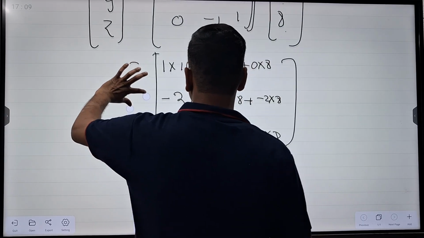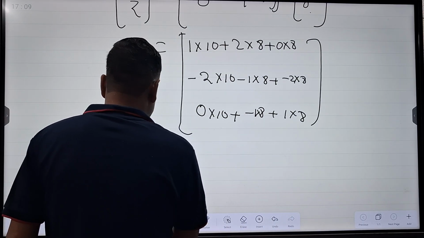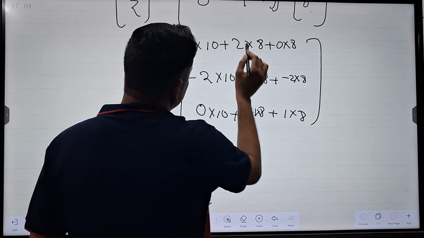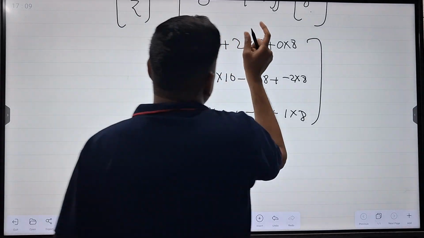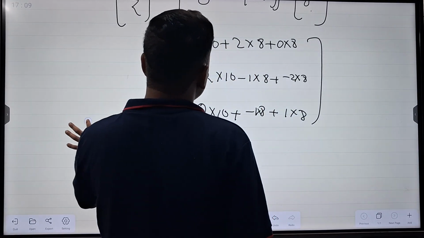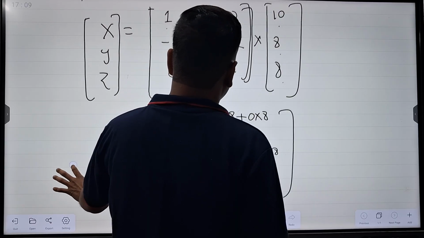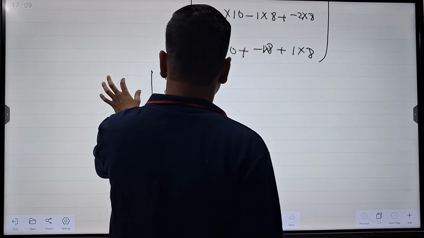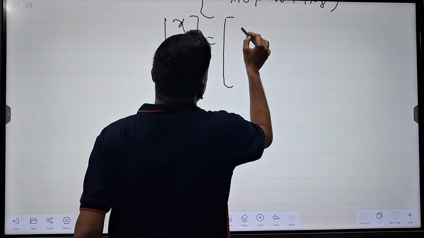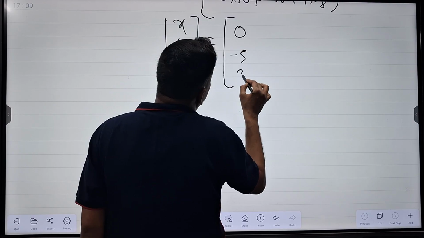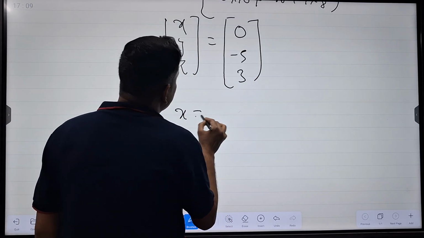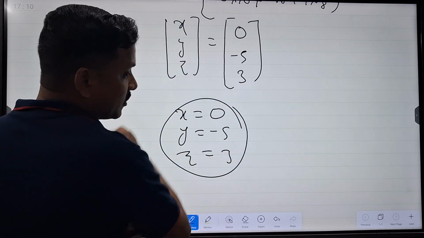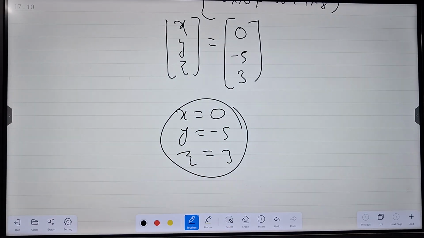So you will get x, y and z equals, if you solve this, 10 plus 16 and so on. You will get 0, minus 5 and 3, so x is 0, y equals minus 5 and z equals 3. I am just checking whether the answer is correct or not.